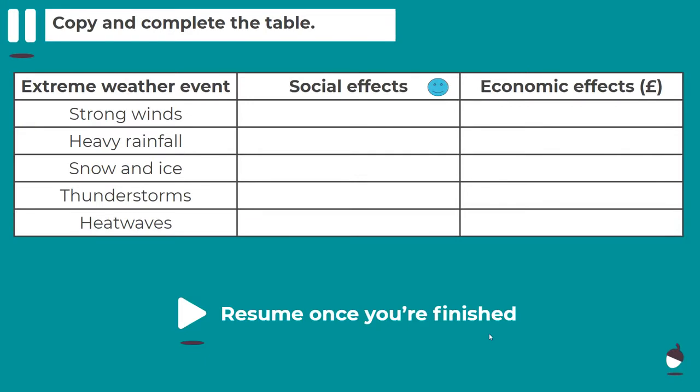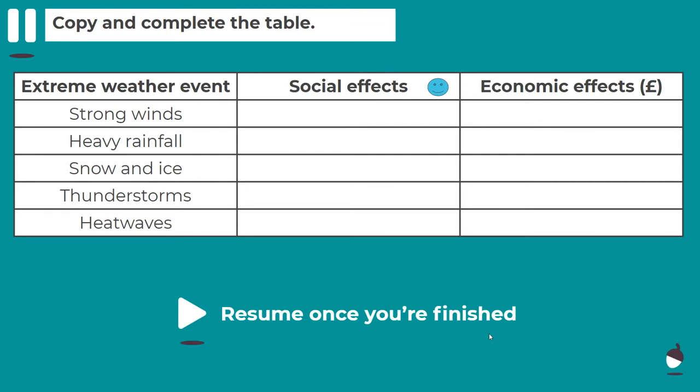So let's now consider why these extreme weather events are so significant to the UK. We've looked at some examples of strong winds, heavy rainfall, snow and ice, thunderstorms and heat waves, and we've mentioned some of the effects or the impacts that these types of weather events cause for us in the UK. But we're going to think about that in a little bit more depth.